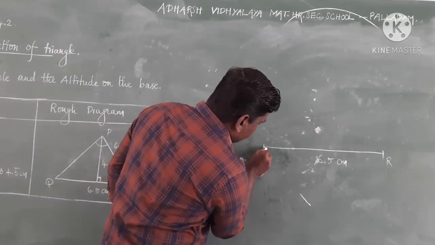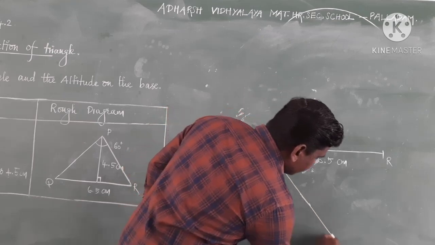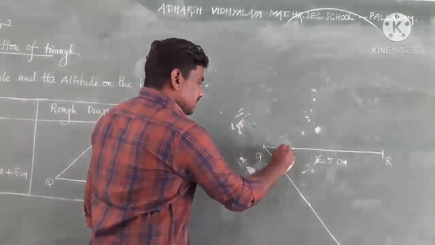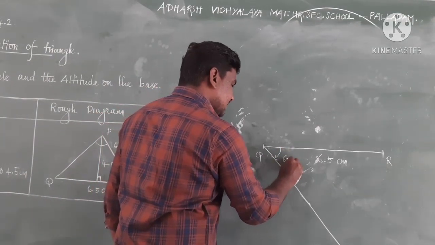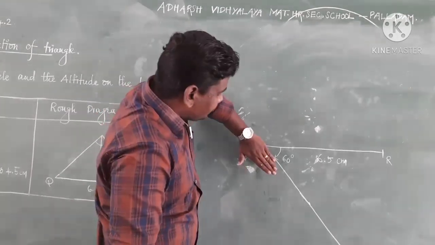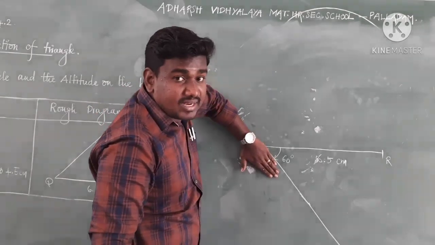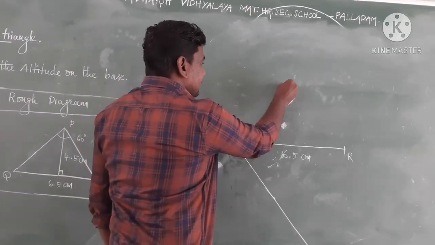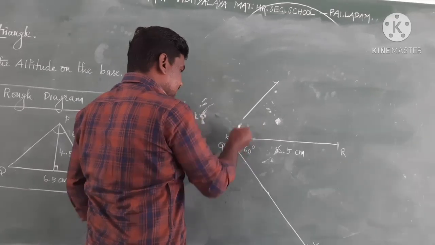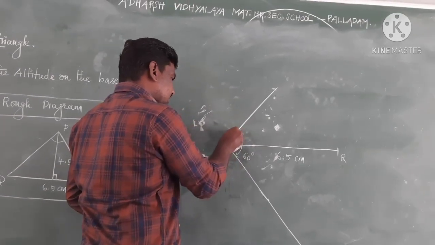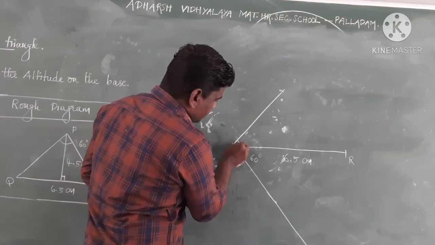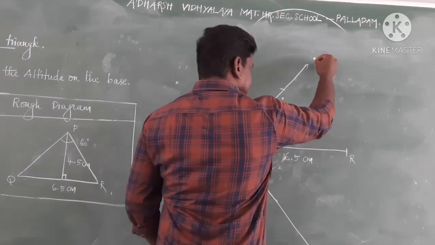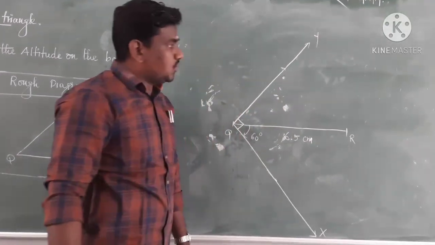So join this and this. We can extend it. It is QX. It is 60 degree. The next one, place the protractor on QX, on the line QX, like this. It is the center. Measure 90 degree. Okay, you can extend it. This is QY.